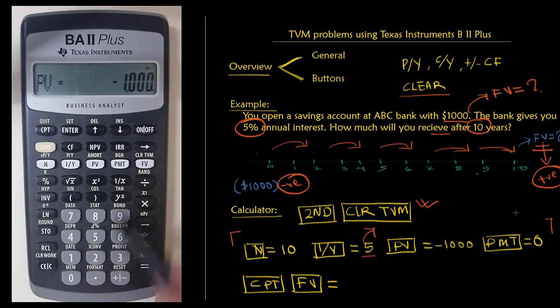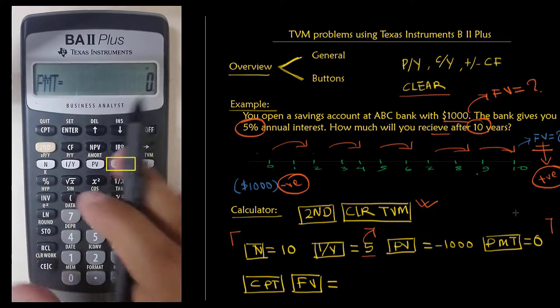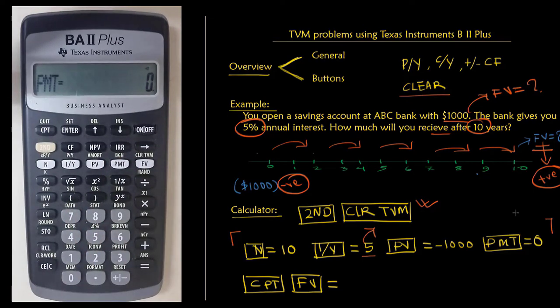Alright, then let's set payment to 0. Why did I do it? Because as you can see, we don't have any intermediate cash flows. We only have one cash outflow at the start and a cash inflow at the end. If we had intermediate cash flows like an annuity, we would have utilized this button, but for this simple problem it is set to 0. Then finally, don't press this button because you don't have the future value to enter here. We need to calculate it.